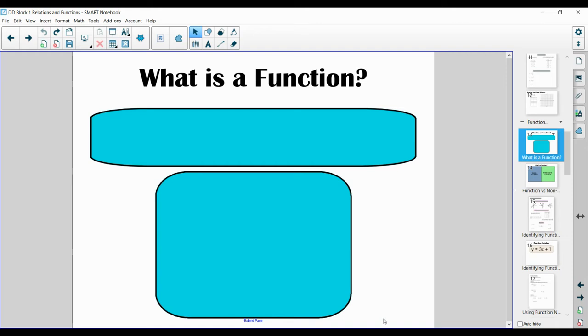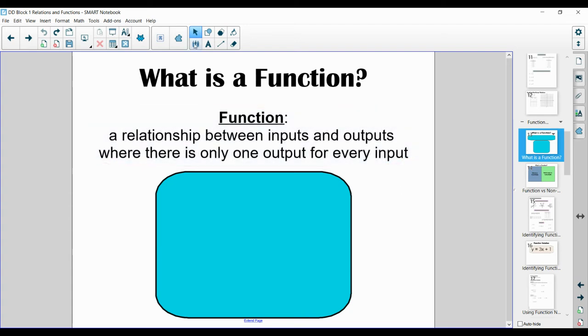When we were representing relations yesterday, we were looking at things like table of values, coordinates, representing relations using mapping notation. And so now you might be wondering, well, what's a function? And so let's take a look at that definition. So a function is a relationship between inputs and outputs where there is only one output for every input. So yesterday when we were looking at relation, we were talking about how the input related to the output, but we weren't specific about how many outputs or how many inputs there could be. When we're looking at a function, there's very specific information that we need, and that's that there can only be one output for every input.